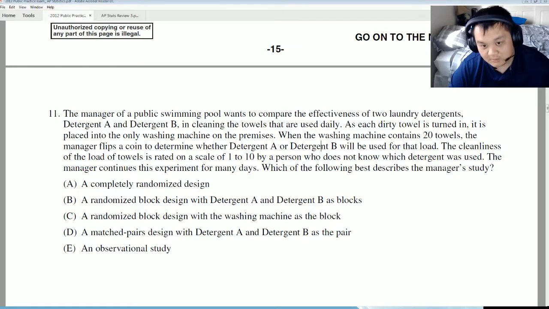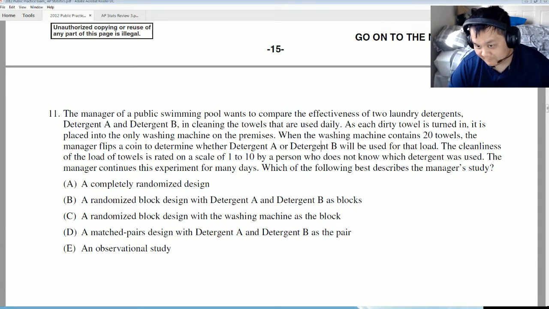Okay, I'm going to ask you this question now. Explain to me why detergent A and detergent B are not blocks. The detergent is a treatment in this experiment. You are correct, the detergents are treatments, but read the scenario. The manager flips a coin to determine whether A or B should be in use. Is that a block?